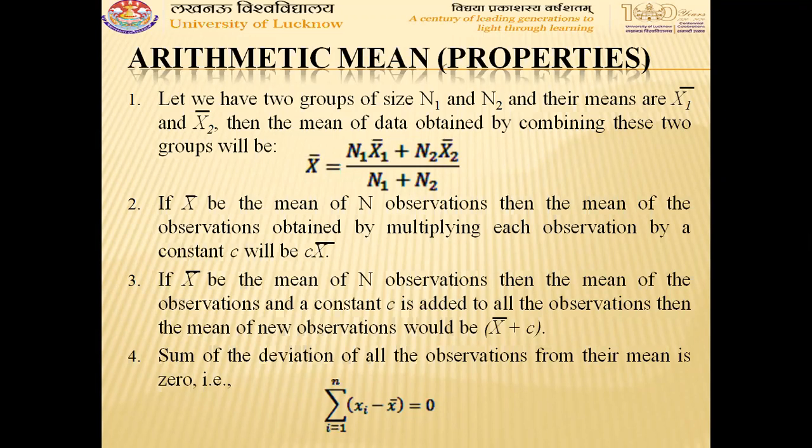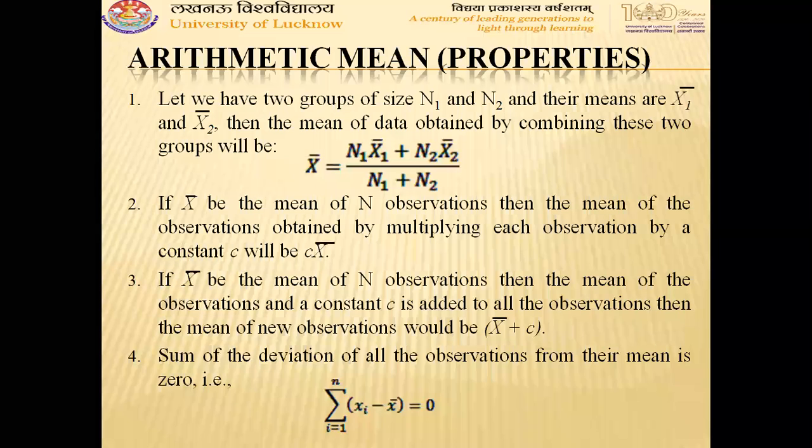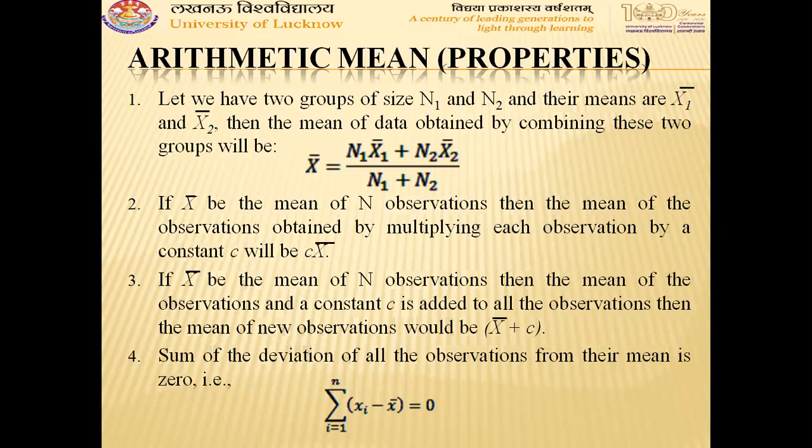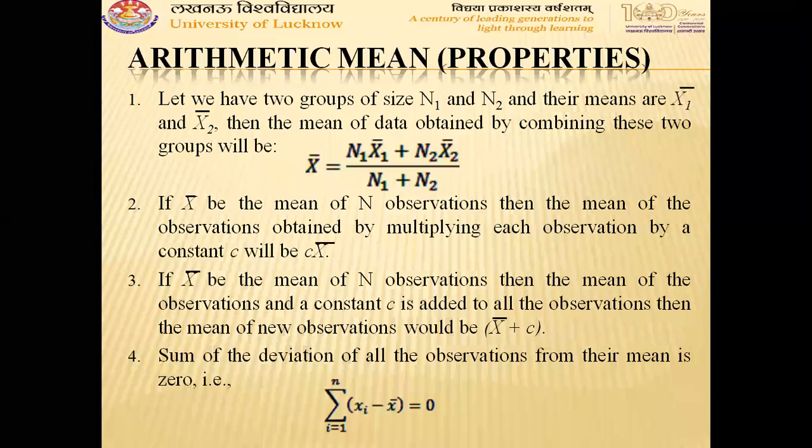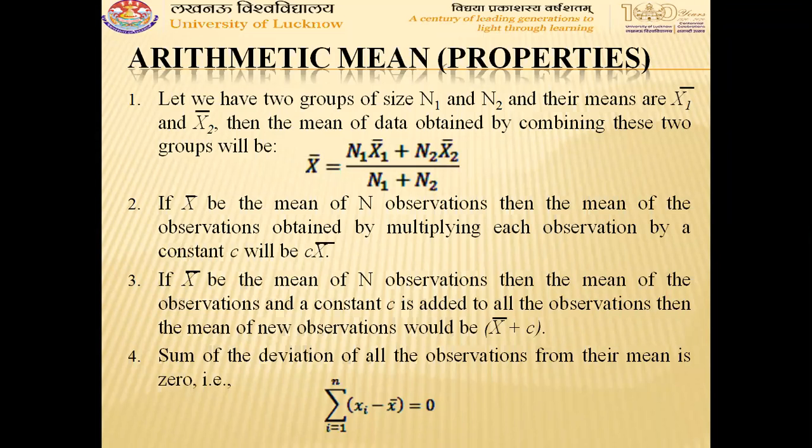Fourth property is the sum of the deviations of all the observations from their mean is 0. That is summation i goes 1 to n xi minus x bar equals 0. If all the observations are constant, that is, they represent only a single point, that is, if we have 10 observations and the value of each observation is 5, then the mean will also be equal to the observation and it will also be 5.